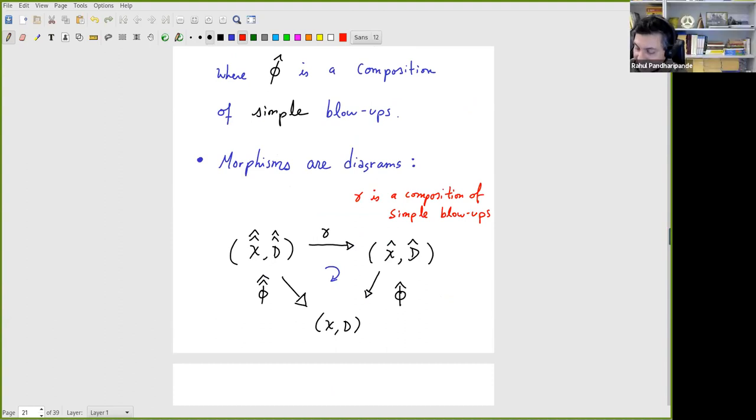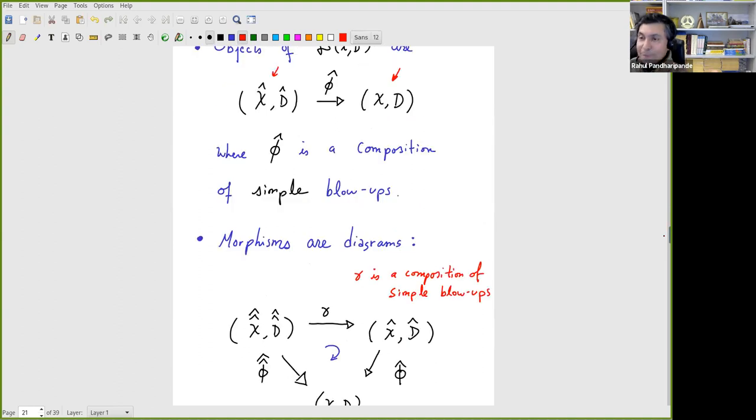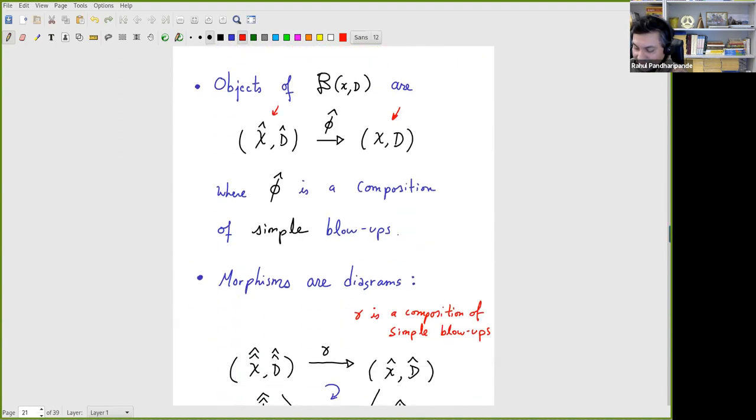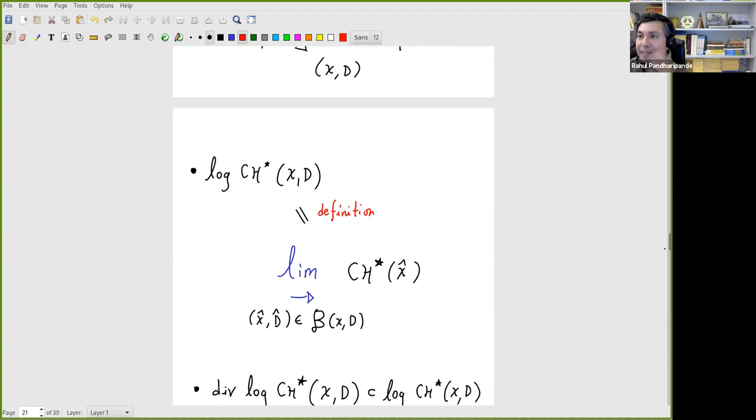The morphisms are diagrams where these are already simple blow-ups, and then the other guy is also a simple blow-up. So all we're doing is simple blow-ups. We're just taking our geometry and we do simple blow-ups. So the definition of this log Chow is it's the limit of this Chow ring over all of these simple blowups. So practically what that means is, to get a class here, I can give you a class by taking some kind of chain of simple blowups of my original geometry and picking any Chow class there.